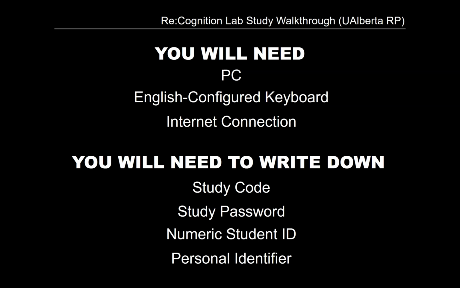You'll need to write down 4 important pieces of information. You'll need to write down the study code that you've signed up for, the study password that will be provided after you've given consent. You'll need to make a note of your numeric student ID, that's the student ID that you're using at UAlberta, and you'll also need to generate and remember a personal identifier. We'll walk through all of these things right now using an example.